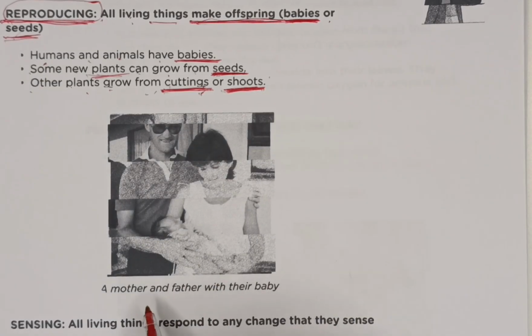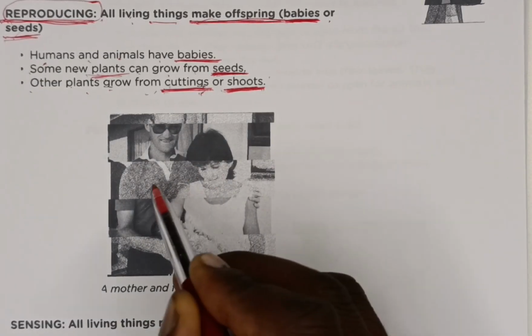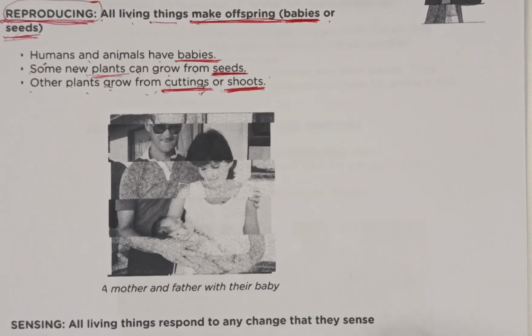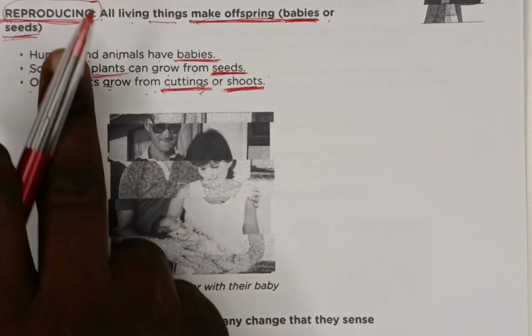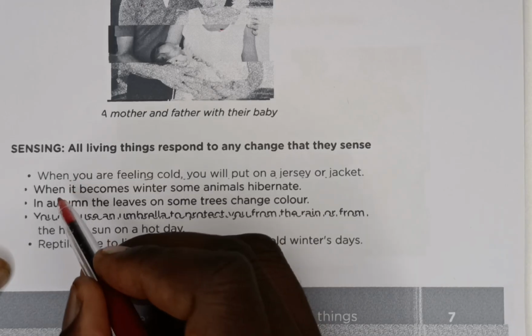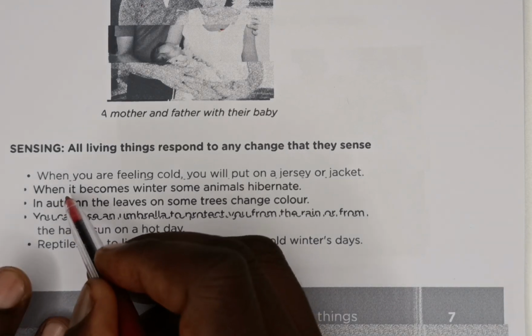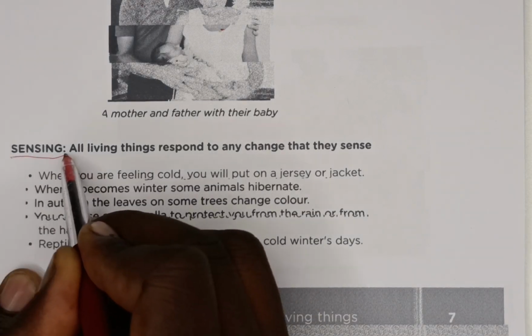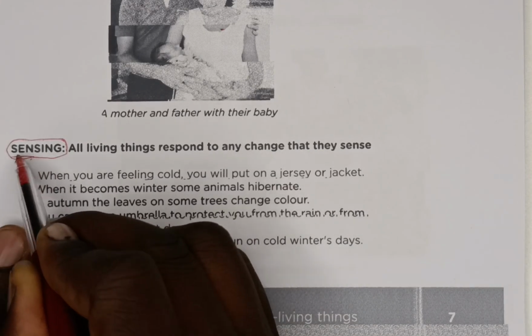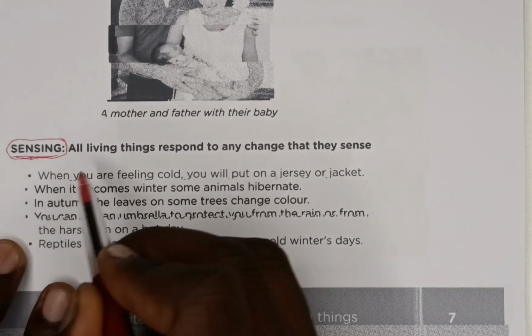So here we have got a picture. We see a father here, we see a mother here, and a baby. So this is an illustration of reproducing. Another aspect of a living process is sensing. So living things have got sensing.